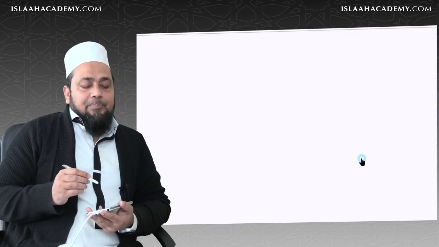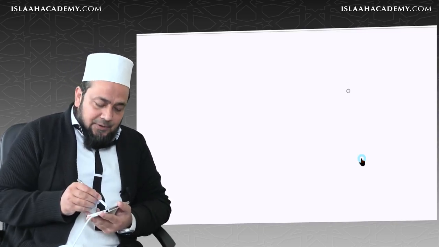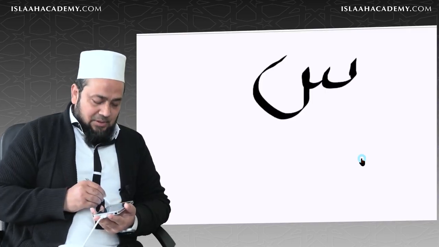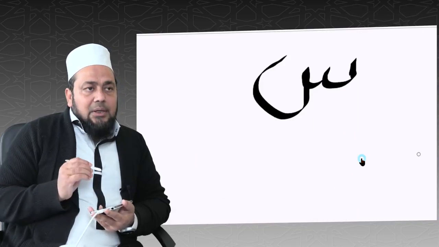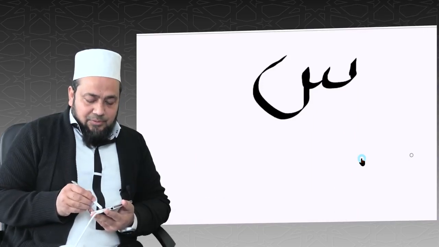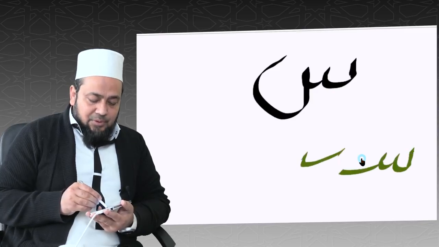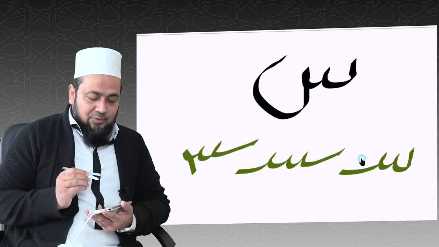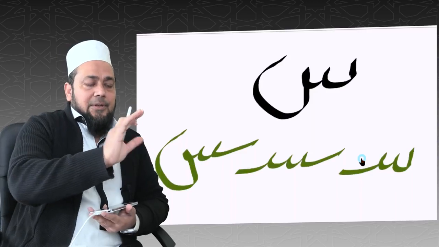Next letter, Sin. The standalone shape of Sin is this one. When it goes to the beginning of the word, the shape is this one, middle of the word shape is this one, and end of the word shape is this one. You can see this is the letter Sin.